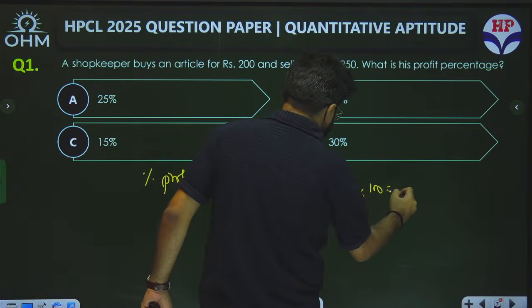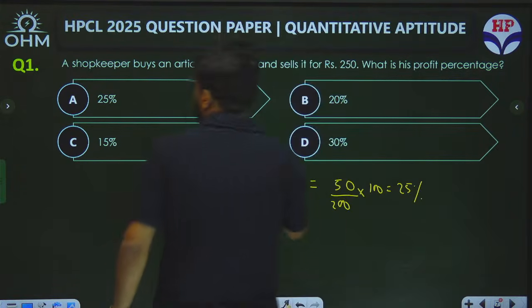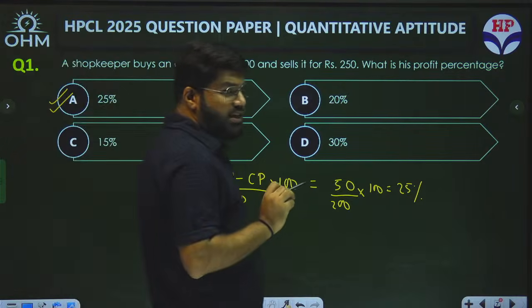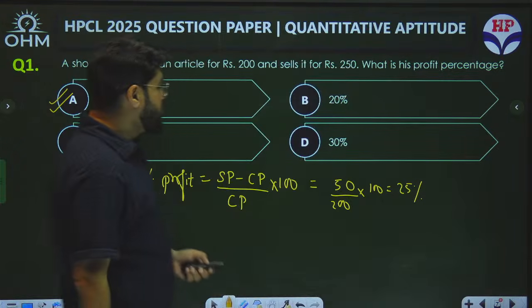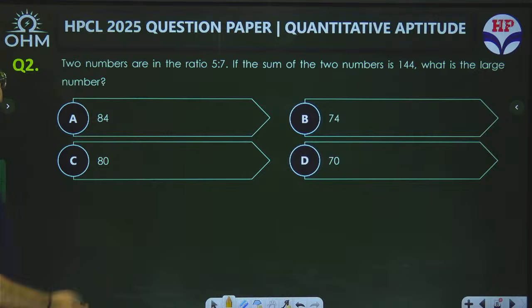Okay, so this is nothing but 25%. Okay, just a few seconds actually. Right, let's go to the next question. Question number 2, a very direct question of ratio.